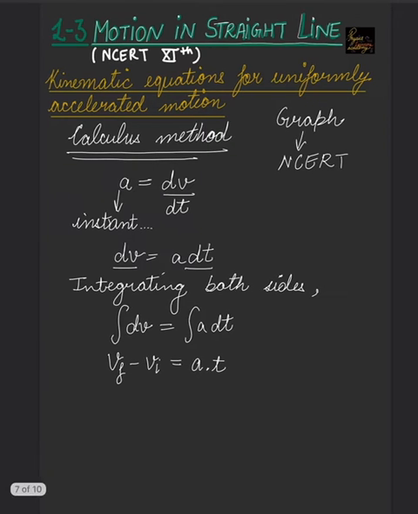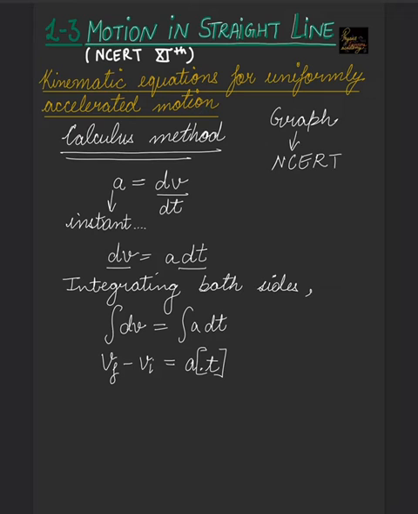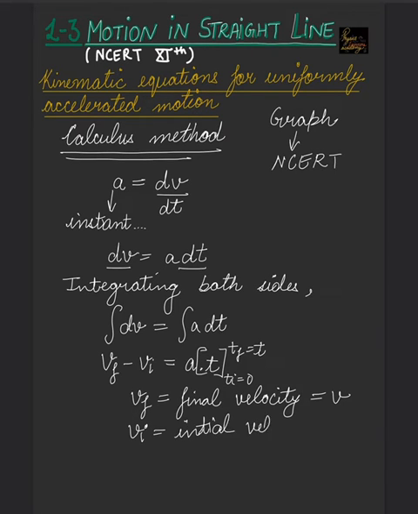We can do this. But what are the limits of t? We assumed, let's say when we started, t initial is 0, and t final is t. It's not a problem, because whenever we started taking readings, the time is assumed to be 0, and when we stop the stopwatch the time is t. We usually write vf or the final velocity simply as v in most cases, and v initial, the initial velocity, is written as u.